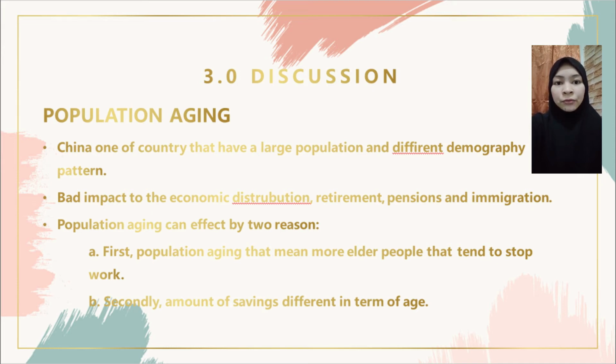Population aging can affect it for two reasons. First, population aging means more elderly people who tend to stop working. Secondly, the amount of saving differs by age. People of working age tend to save more than elderly people who just live in the house and cannot work. They have a little income from their family or government incentives that enables them to save.